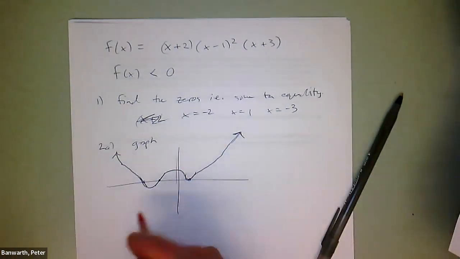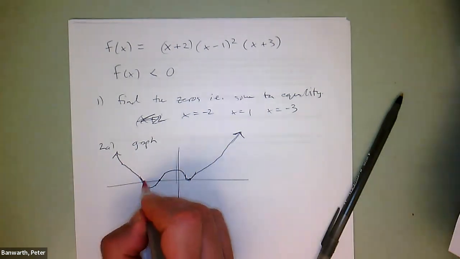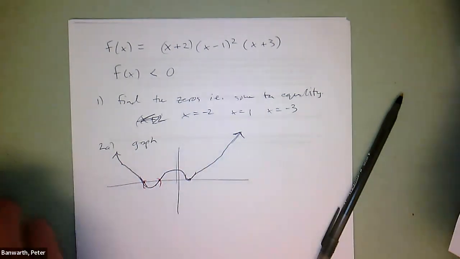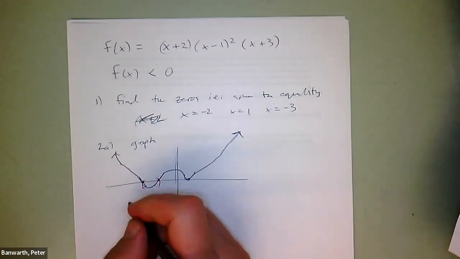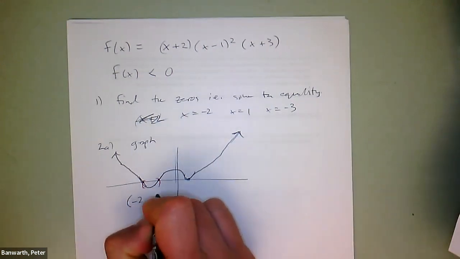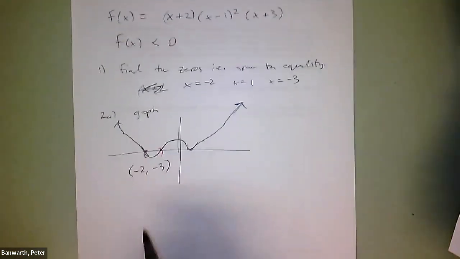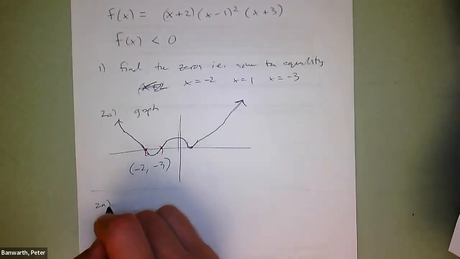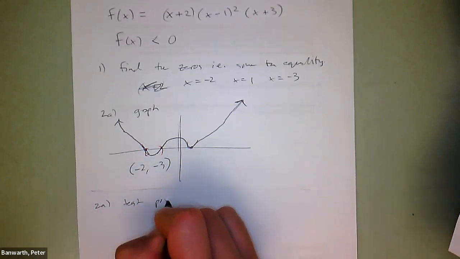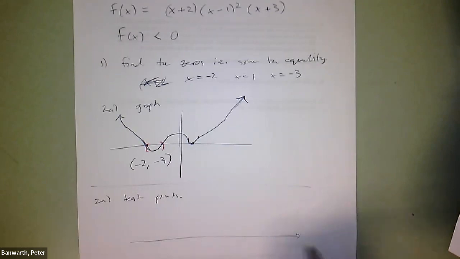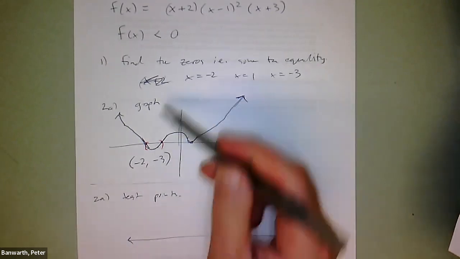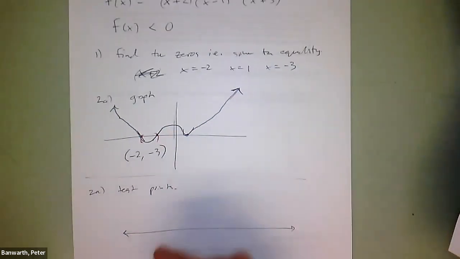Now I can just look at my graph, and I want it to be less than 0. That's the only interval where it's less than 0, from x equals negative 3 to x equals negative 2. Or you can test points. I still like to use a number line here, but I don't have to draw my axes or the whole graph.